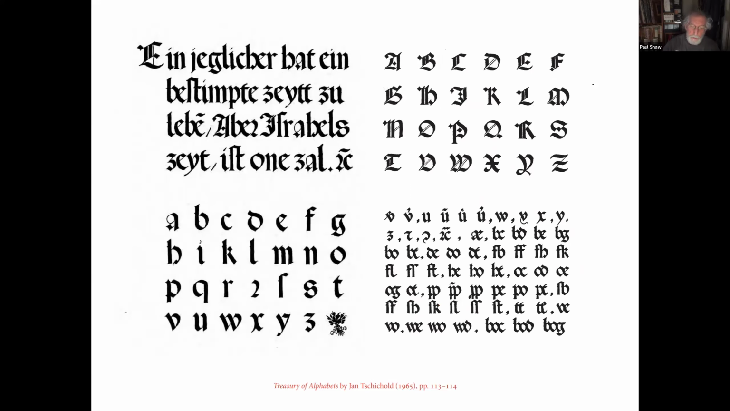This is also from Treasure of Alphabets by Chickold, and I found it in my scanned images with no explanation for where it came from, and I could not find it online. I can't find my copy of Chickold quickly. But it is a rotunda, and I suspect it comes from Urban Weiss's book, a Swiss calligrapher who did a book in the 1550s.